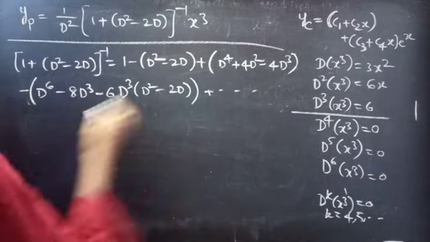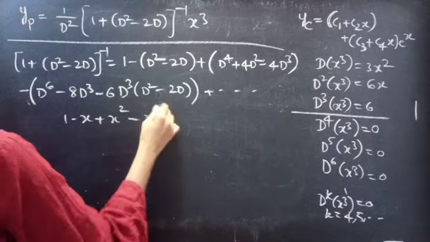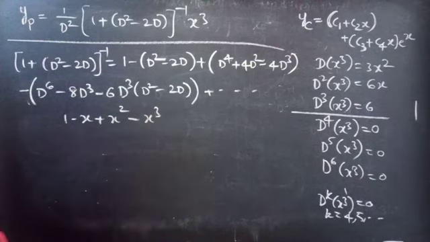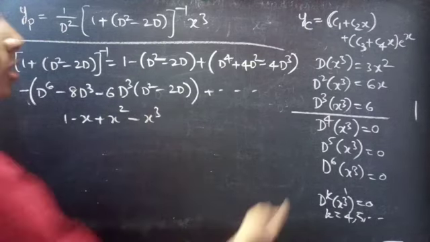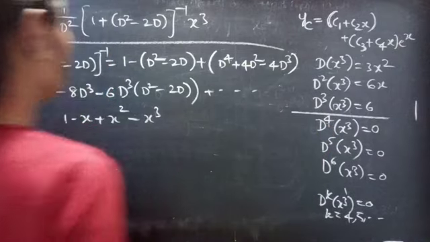See, here we have used only 1 − x + x² − x³, because we know that higher terms from power 4 become 0, right? That is, d⁴ of x³ is 0. Let's see what happens now.